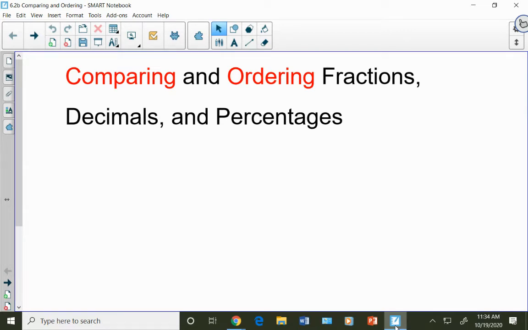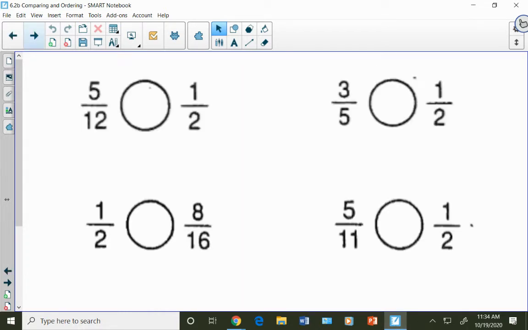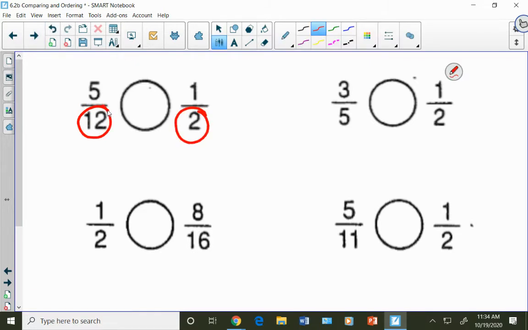When we compare two things, we're trying to see which one is larger, smaller, or if they have the same value, if they're equal. So we're going to compare fractions first. Sometimes it's hard to look at a fraction and say this fraction is bigger than that other fraction. Just because the denominator is larger doesn't mean the fraction is larger. Just because that's a 12 and that's 2 doesn't mean that the 12 is larger.